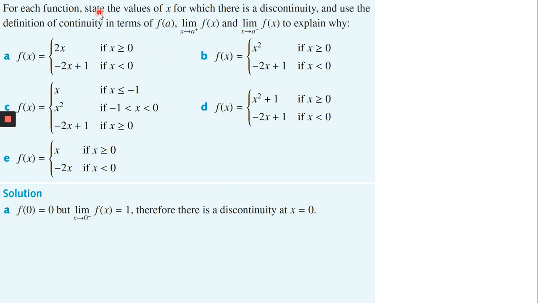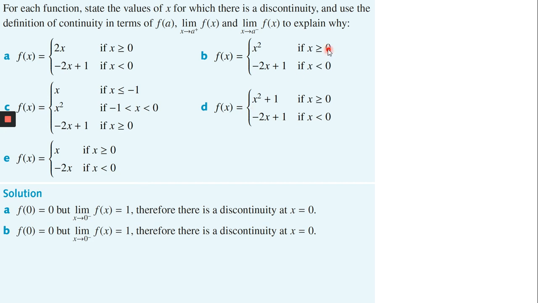So for each of the functions, state the value of x for which there is discontinuity and use the definition to explain why. So that definition that we looked at before. So here, greater than or equal to 0, less than 0. So we've got to check what's happening at 0. So f of 0 there is 0, isn't it? 2 times 0 is 0. Here, the value is 1. So we've checked it, and it's a different value. So it's discontinuous when x equals 0.